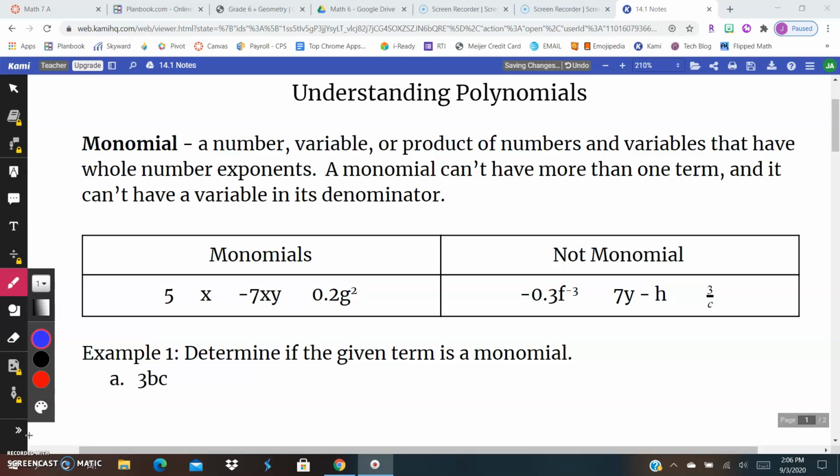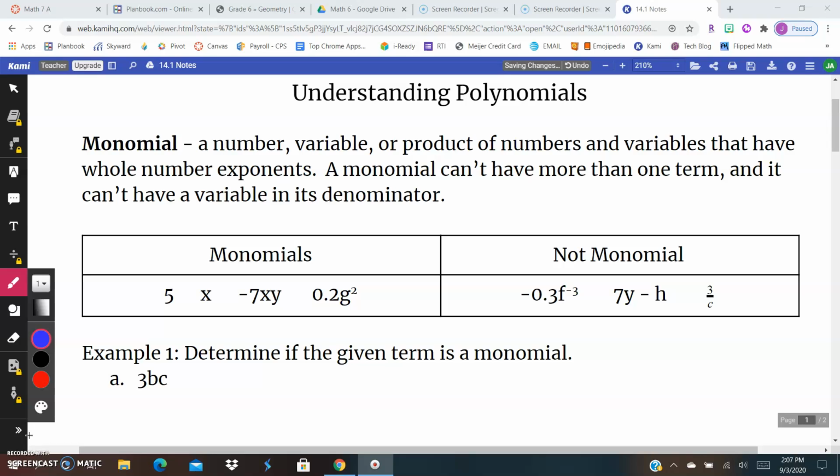So if you take a look at the chart down here, 5 is just a simple number, so that is fine, that's a monomial. X is just a variable, that's a monomial. Negative 7xy, that is a product. Remember, product is the answer to multiplication, so that's all multiplication with numbers and variables, so that is fine. And then we have 0.2g squared, and that has whole number exponents. It has a number, it has a variable, it's all multiplication, and the exponent is a whole number, so that is fine as well.